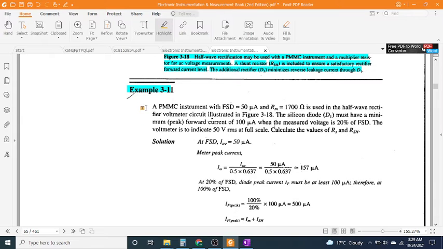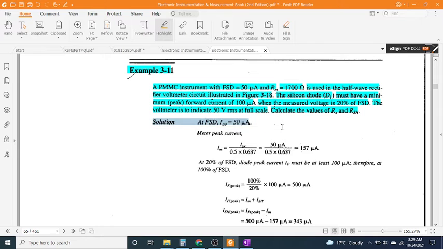Example 3-11. A PMMC instrument with FSD equals 50 µA and Rm equals 1700 Ω is used in the half-wave rectifier voltmeter circuit illustrated in Figure 3-18. The silicon diode D1 must have a minimum peak forward current of 100 µA when the measured voltage is 20% of FSD. The voltmeter is to indicate 50 V RMS at full scale. Calculate the values of R s and R sh.